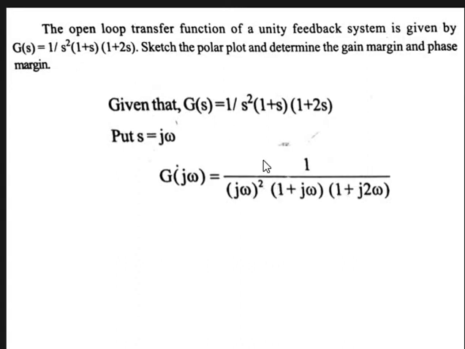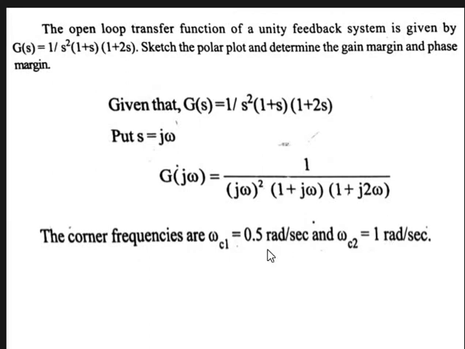So omega c1 and omega c2. What is the necessity of these corner frequencies? Based on these corner frequencies, we can select from which frequency to which frequency we can draw the polar plot. So these corner frequencies must be included in the polar plot. That's why we calculate omega c1 and omega c2.